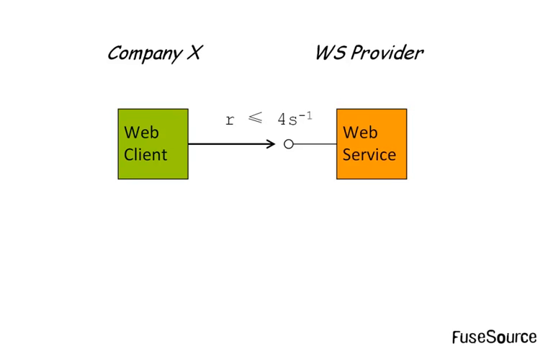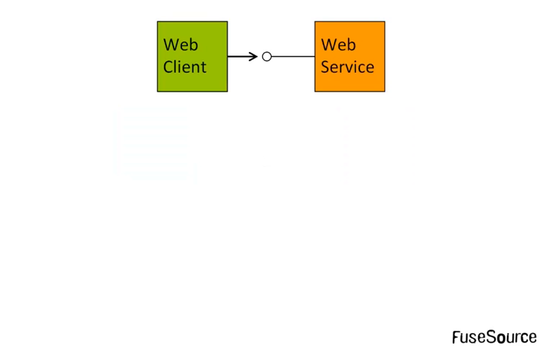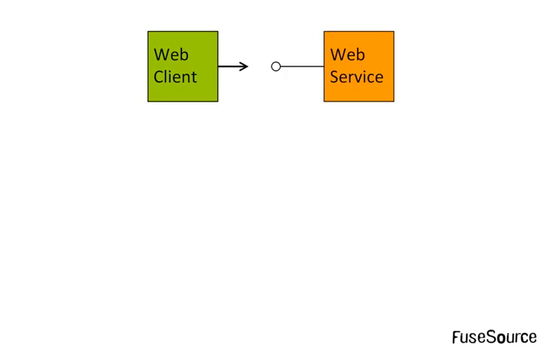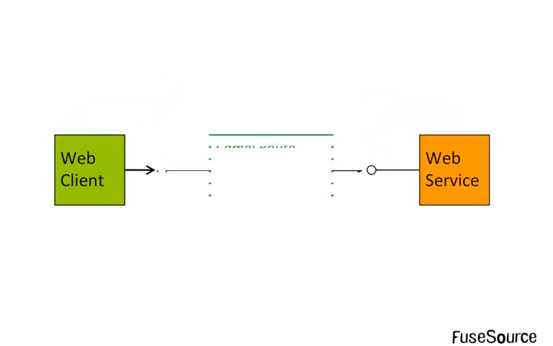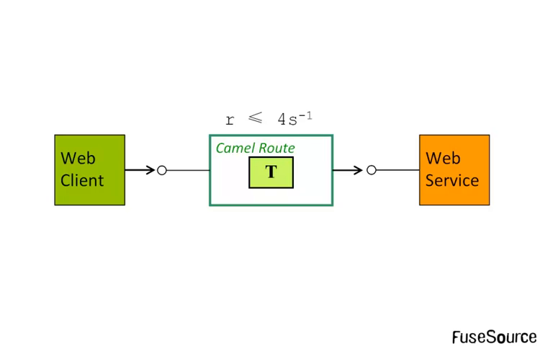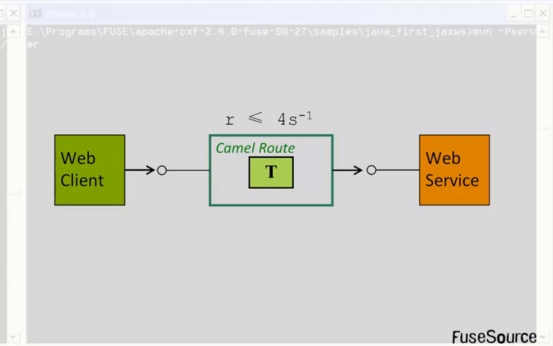invocations per second. But how can Company X ensure that this maximum rate is not exceeded, and thus avoid incurring extra charges? This is where the Throttler pattern comes in. Consider the initial scenario where Company X's web client makes invocations directly on the third-party web service. By interposing a camel route containing a throttler between the web client and the web service, you can ensure that the rate of invocation is throttled down to a specified maximum rate.